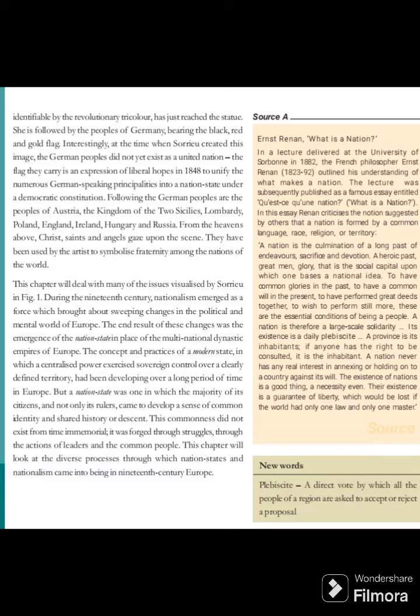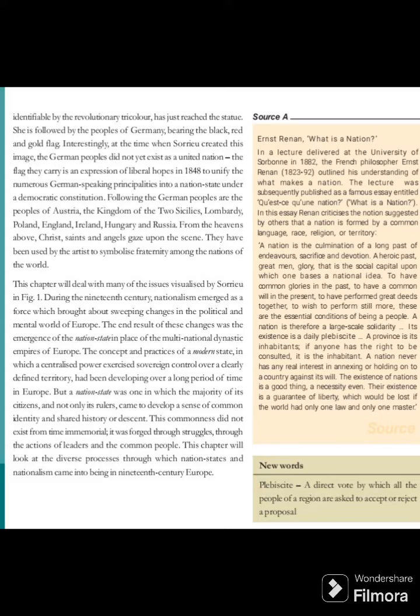Following the German peoples are the peoples of Austria, the Kingdom of the Two Sicilies, Lombardy, Poland, England, Ireland, Hungary, and Russia. From the heavens above, Christ, saints and angels gaze upon the scene. They have been used by the artist to symbolize fraternity among the nations of the world. This chapter will deal with many of the issues visualized by Sorrieu in Figure 1.